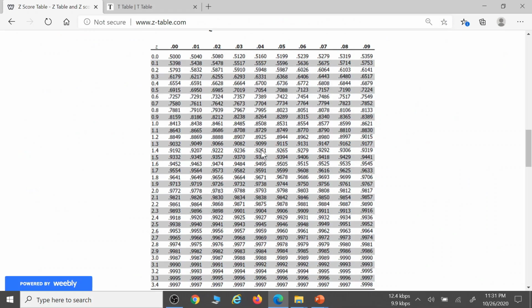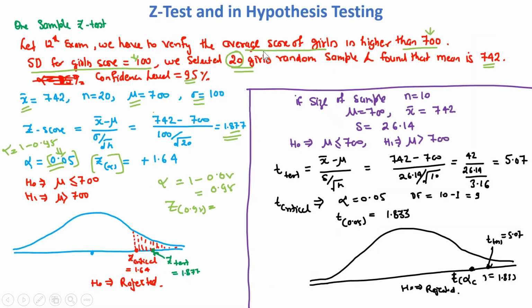So here you can see that we are getting 0.95 corresponding to 0.9495. In the row we are getting 1.6 and in the column 0.04. So 1.6 plus 0.04 means 1.64. So we will get 1.64 as the critical value.